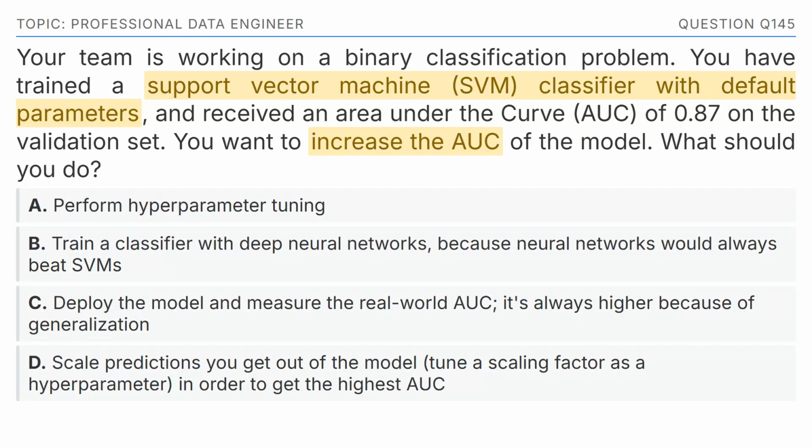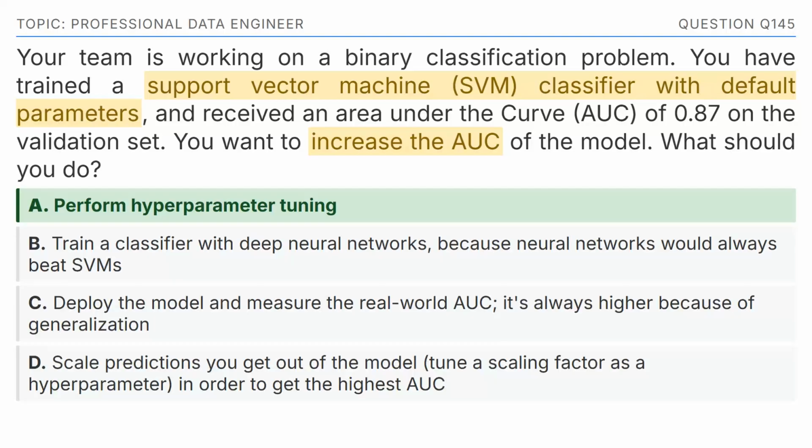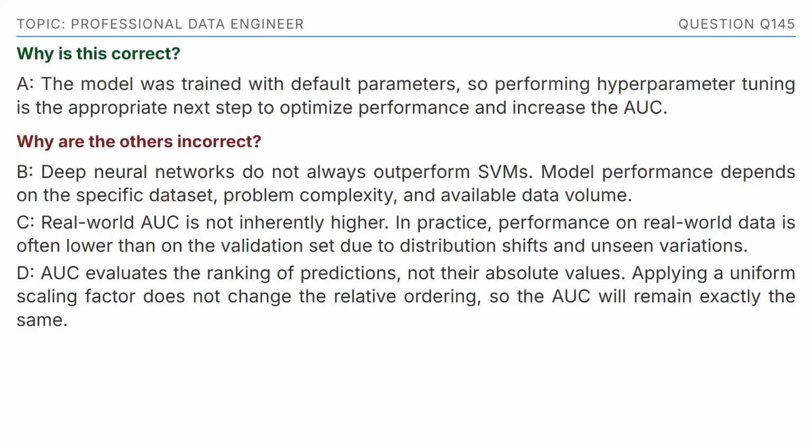To arrive at the correct answer, we focus on the keywords: support vector machine, SVM, classifier with default parameters, increase the AUC. The correct answer is option A, perform hyperparameter tuning. Why is this correct? A. The model was trained with default parameters, so performing hyperparameter tuning is the appropriate next step to optimize performance and increase the AUC. Why are the others incorrect?